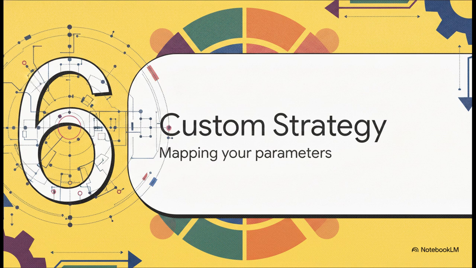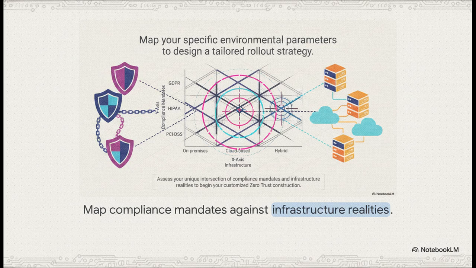Section 6. Designing your custom strategy. Mapping your parameters. Every single organization is completely unique. To start customizing your blueprint, you have to plot your unique intersection of strict compliance mandates against your actual infrastructure reality. Finding exactly where your organization lands on this grid is step one for a tailored rollout strategy.